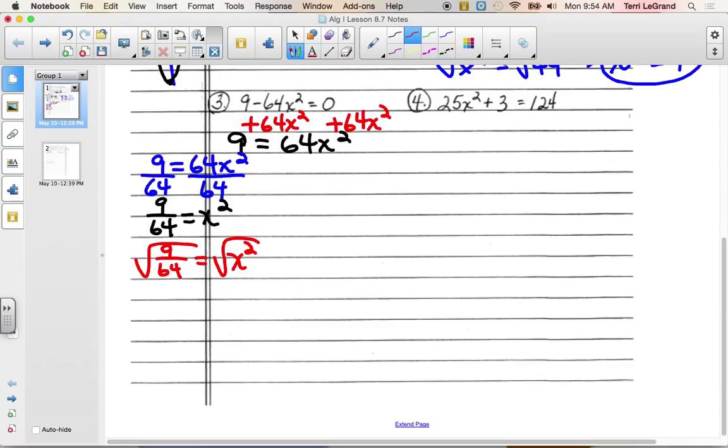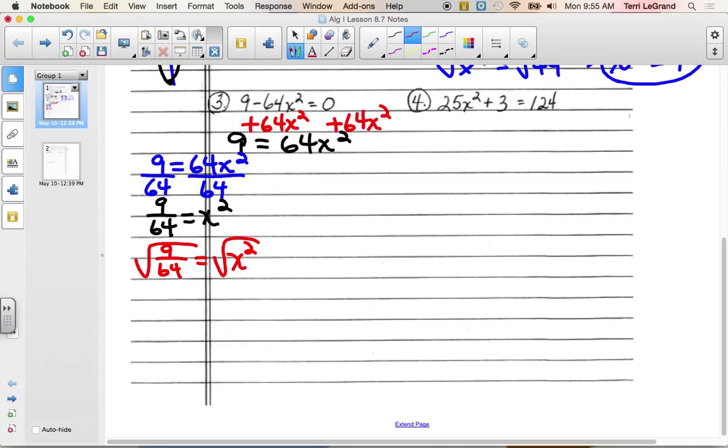Well, anybody remember what we did when we took the square root of a fraction? What do you do? Not your calculator. What do you do? There you go. When you square root the fraction, you just square root the numerator and you square root the denominator.